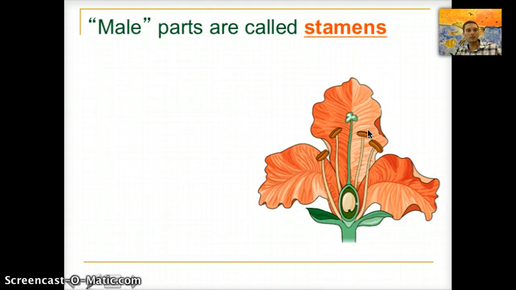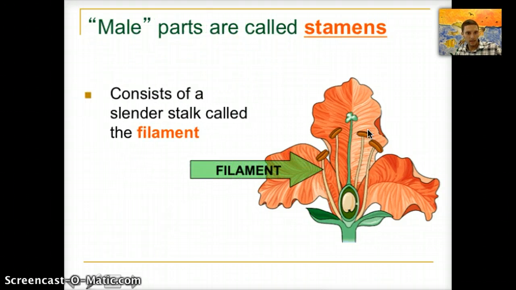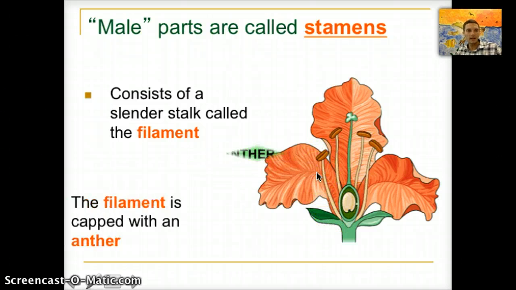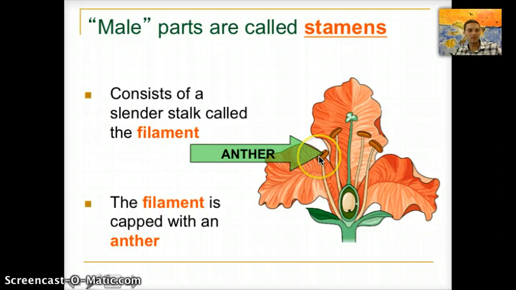The male parts are called the stamens, and they consist of the filament, this portion here, there are 4 of them in this image, and the anther, which is right here, and this is what contains the pollen. The pollen is like sperm in an animal, and that's actually what's going to get spread by the different pollinators.